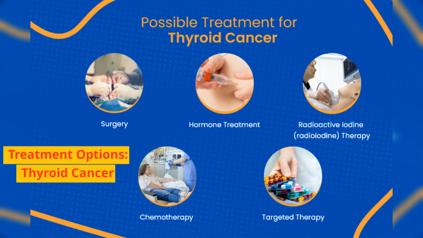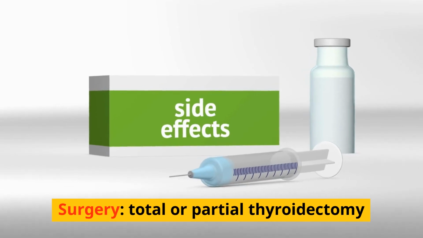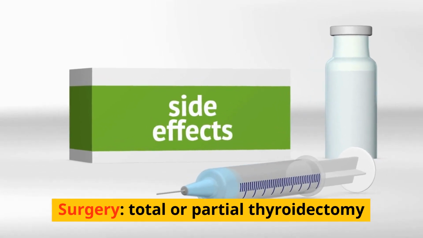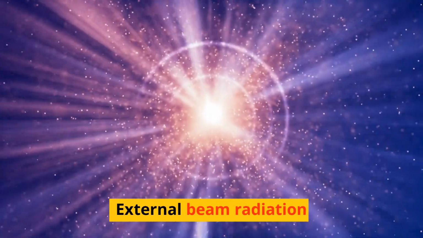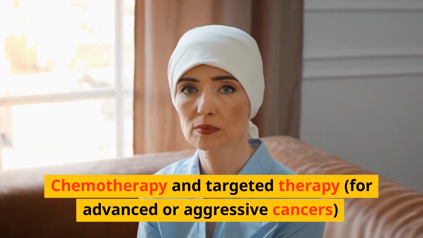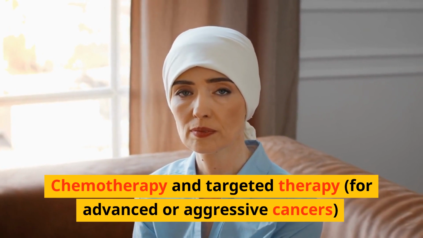Treatment options: thyroid cancer. Surgery, total or partial thyroidectomy. Radioactive iodine therapy. External beam radiation. Chemotherapy and targeted therapy, for advanced or aggressive cancers.